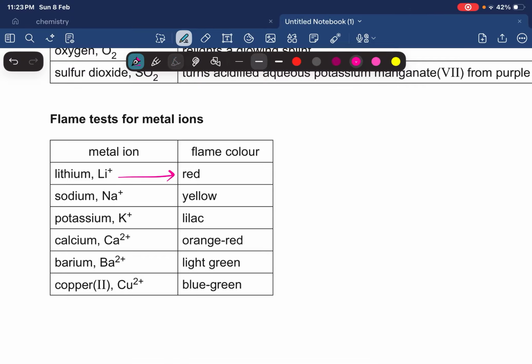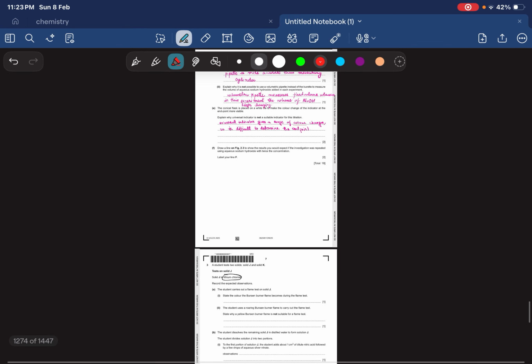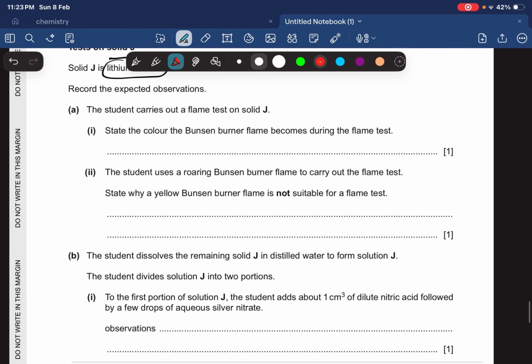I don't think this part needs any explanation. Simply, if you put lithium in a flame, you're going to get a red flame. Red light. So we're going to get a red flame.